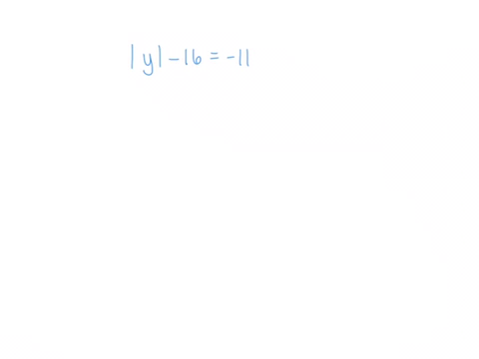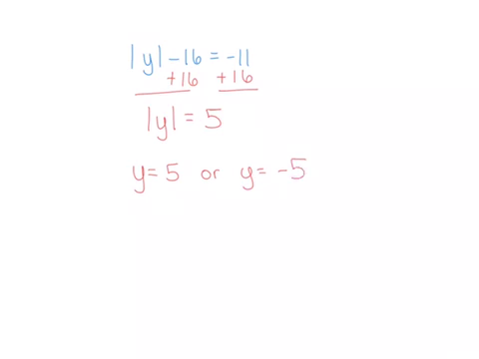Right, in the first example, we have the absolute value of y - 16 equals -11. Before I can start getting to the absolute value part, I have to get rid of that 16. I have to move that to the other side. I have to have the absolute value part all by itself. So now I'm left with the absolute value of y is equal to 5. So that means that either y is 5 or y is -5. Those are our two solutions there.